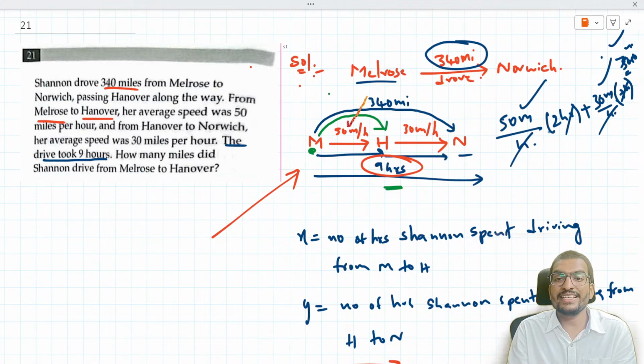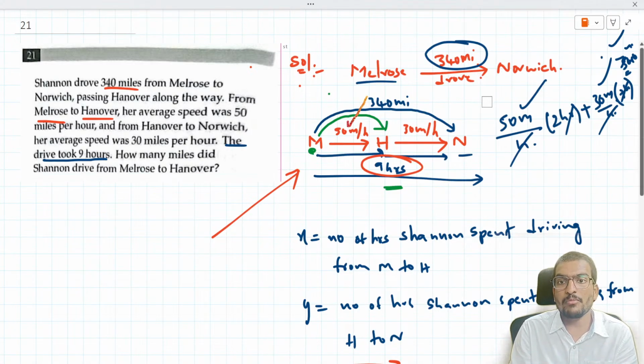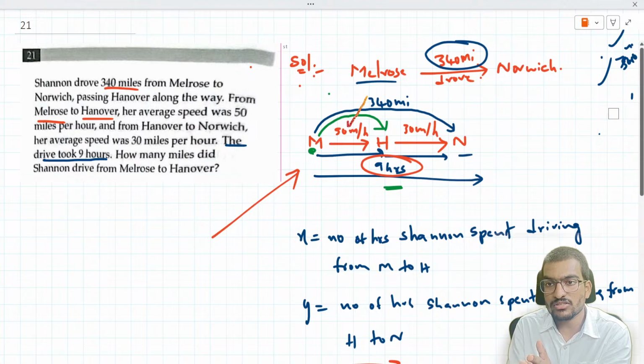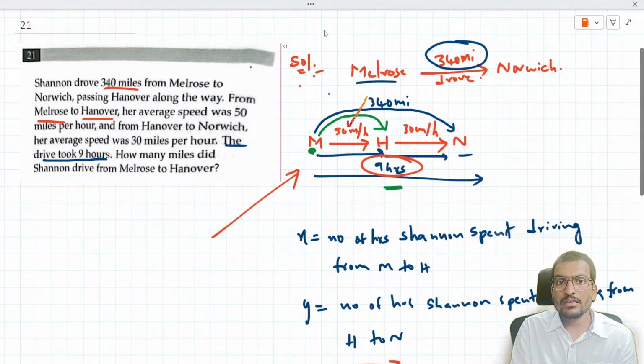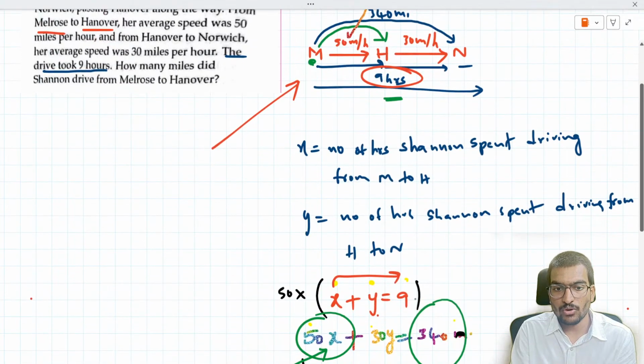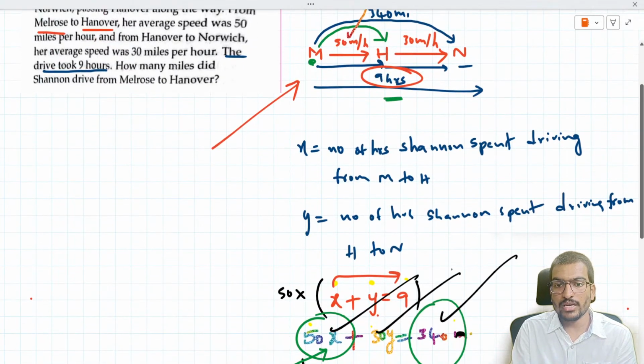In all the DSAT math word problems, wherever there are units, they help you. Here you're getting miles. I'm just trying to give you a way to write the equations correctly. That's how I got the second equation: 50 into x plus 30 into y equals 340 miles.